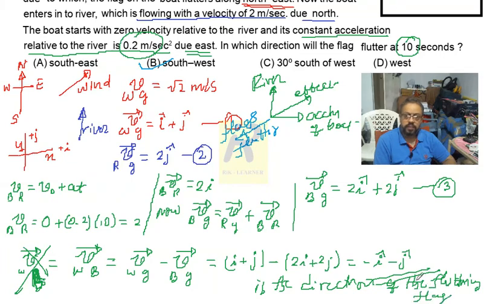So that means the flag flutters in a direction of minus i, minus j. Minus i means i is here, minus means this direction. And for j, upside is plus j and downside is minus j. So minus i minus j means in this direction. This is what we already predicted here. So that means, as seen from the boat or on the ground, the flag flutters in a southwest direction. That means this should be the final answer, option B.